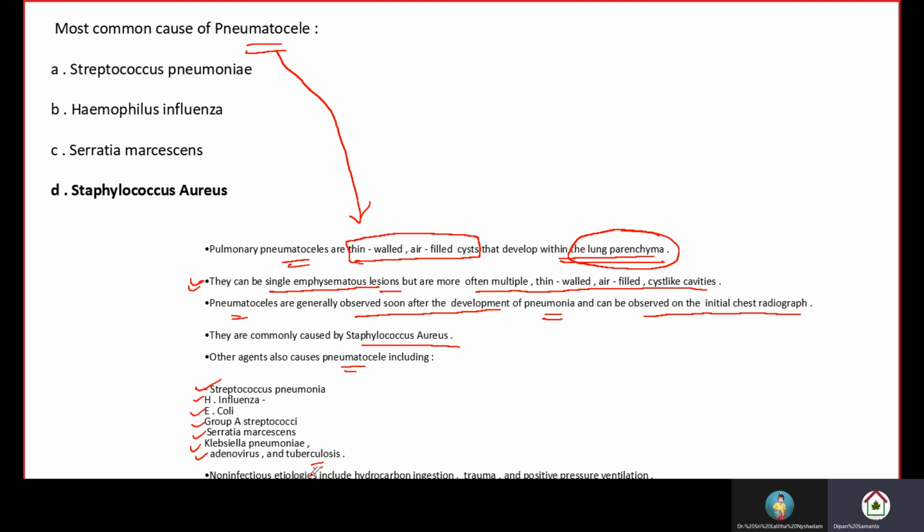But most common is Staph aureus. Serratia marcescens also causes pneumatocyst. Haemophilus influenzae also causes pneumatocyst. Streptococcus pneumoniae also causes pneumatocyst, but the question was most common cause, that is Staphylococcus aureus.